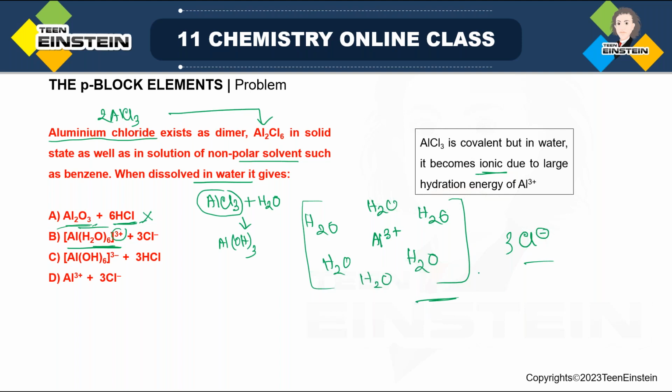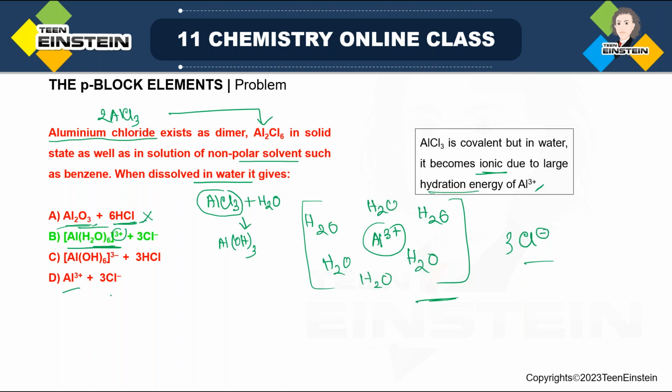The driving force is that when this type of arrangement is occurring, a large amount of energy is released, which is hydration energy. The more energy released, the more negative is the value. And here charge density is very high. Al3+ charge is high. So if this system is formed, it will be very stable. That is the driving force. So option B is basically the correct option.